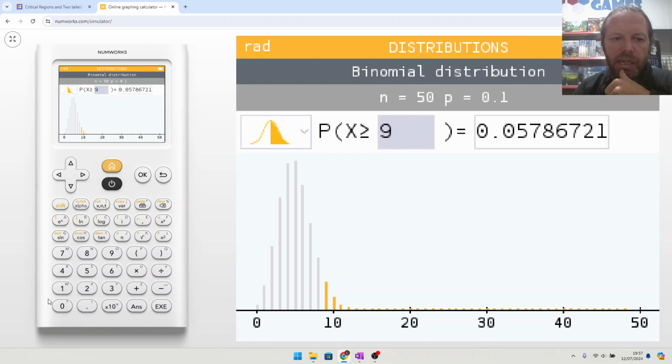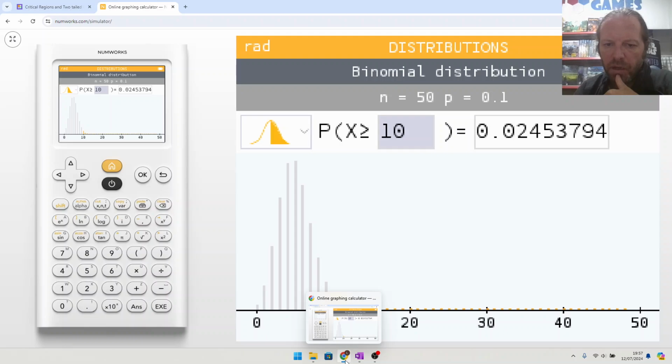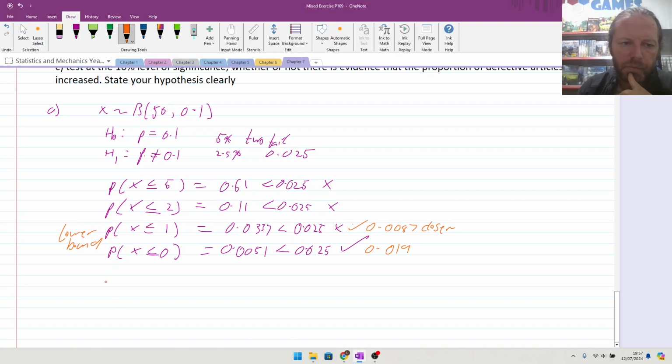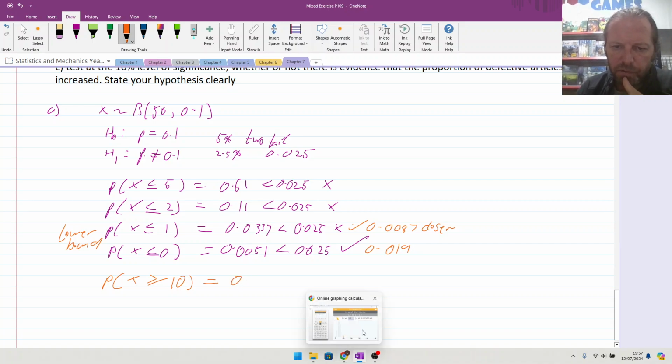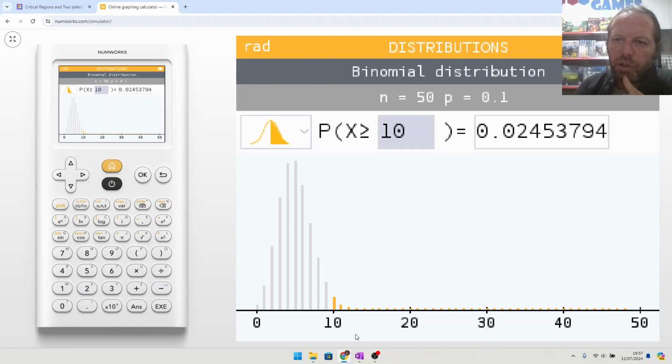Let's just see what 10 does. 10 is 0.024. That's the one we want. So when we put it in as a probability of X greater than 10, let's have a look. Where's it gone? Probability of X greater than or equal to 10 is equal to, what was it? 0.0245.